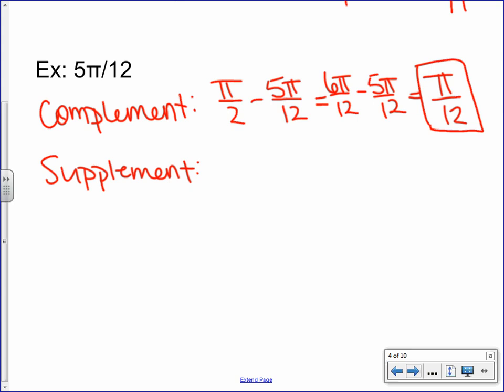Supplement. If two angles add up to pi radians, it means they're supplementary. How do we find the supplement? Subtract from pi. What is the supplement? 7 pi over 12.